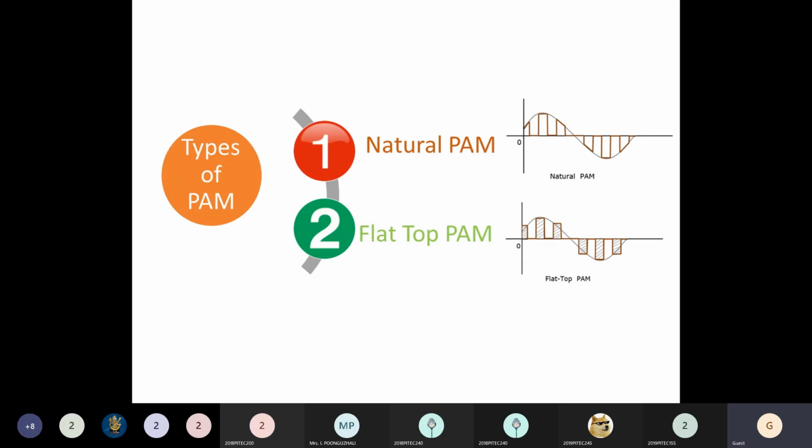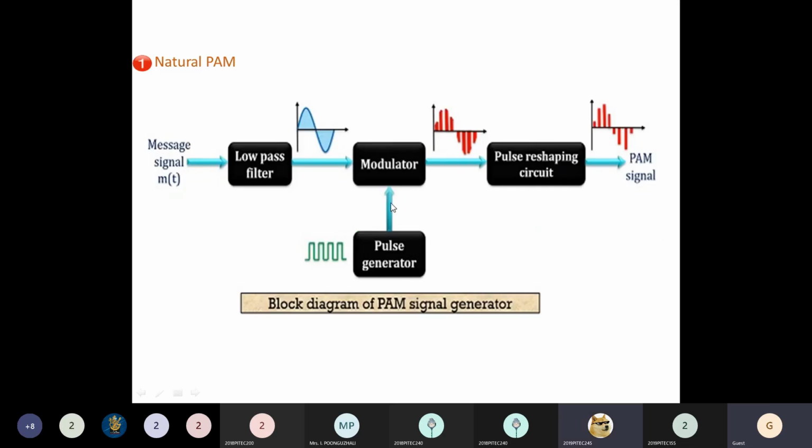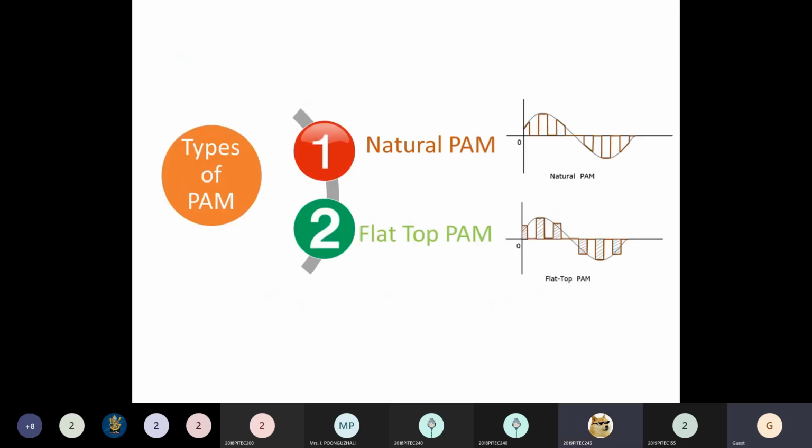In this PAM, we have two types: natural pulse amplitude modulation and flat top pulse amplitude modulation. So what is meant by natural PAM? In natural PAM, the top of the PAM waveform looks like a natural signal. That's why it is said to be a natural PAM signal. Then we have the flat top PAM.